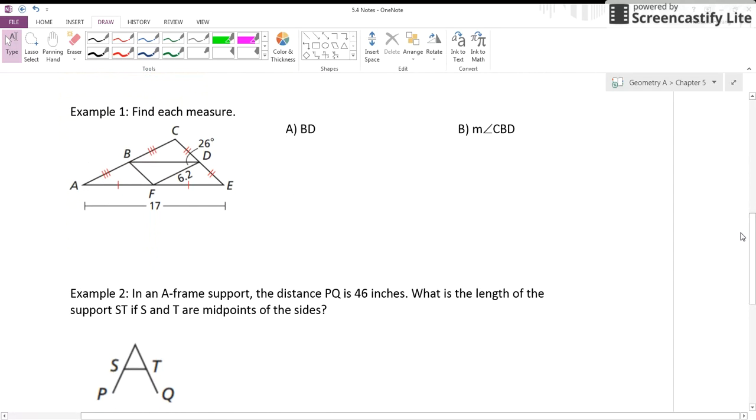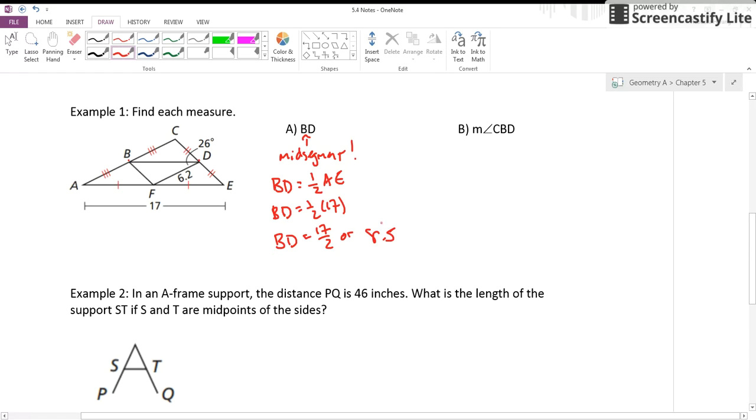All right, let's look at example 1. I want to find the length of BD. First, what can you tell me about BD? Well, notice B and D are midpoints of two sides of a triangle, so we know BD is a midsegment. That means BD should be half of one side of that triangle. BD should be half of which side? Hopefully you're seeing BD should be 1/2 of AE because that's the side it's parallel to. Since we know AE is 17, just plug it in, and BD is equal to 17 over 2, or 8.5 units.